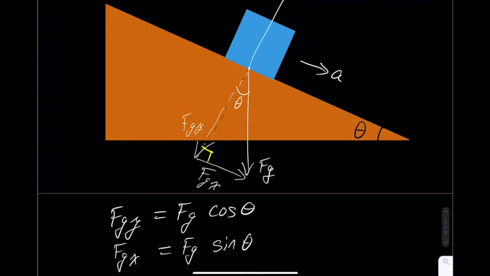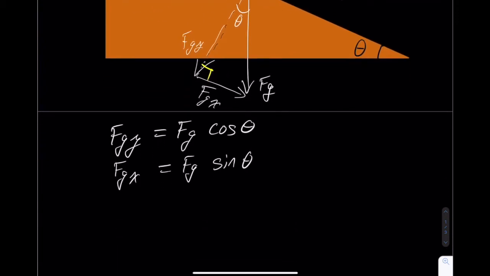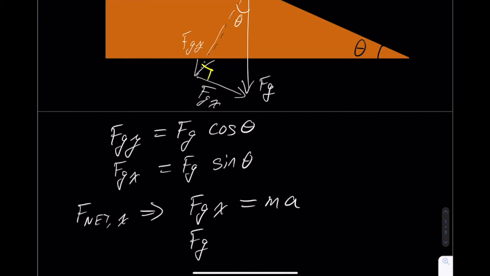And if we want to look at the x direction, we can say F net in the x direction. Which components go into that? Well, it's just F sub g x. There's nothing else in the x direction. The normal force does not have a component in that direction, and there's no other forces. So that's going to be equal to ma. We already knew that the acceleration would be in the direction parallel to the ramp, and that's F_g times the sine of theta is equal to ma.